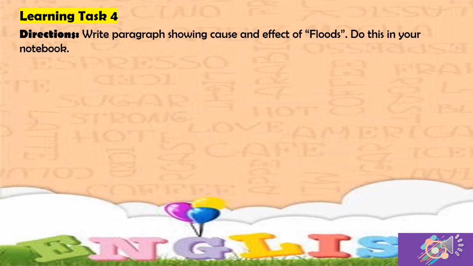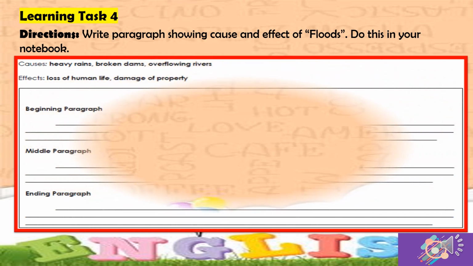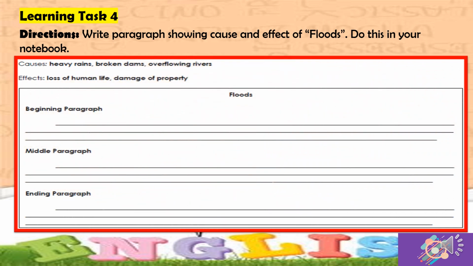And learning task number 4. Directions: Write a paragraph showing cause and effect of floods. Do this in your notebook. So here is a sample of a graphic organizer for cause and effect. We have the causes: heavy rains, broken dams, overflowing rivers, and the effects: loss of human life, damage of property. So we have the title, which is floods, beginning paragraph, middle paragraph, and ending paragraph.